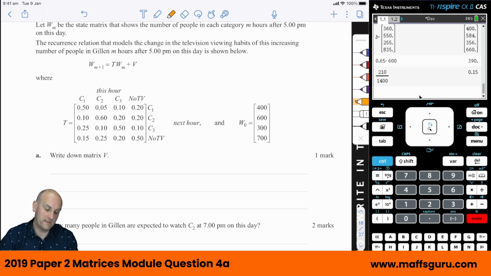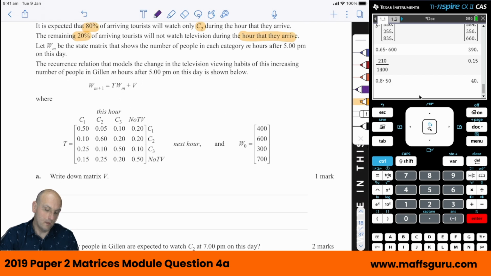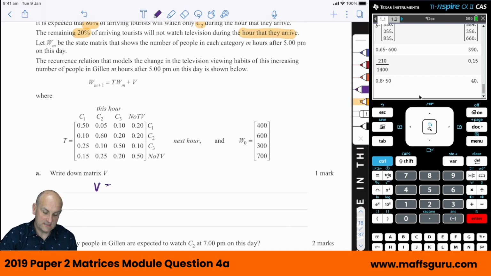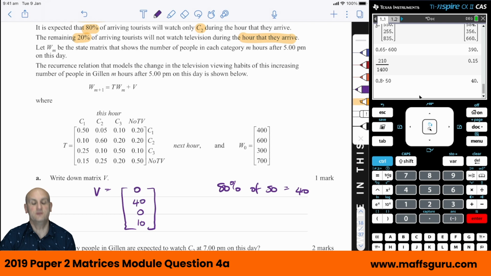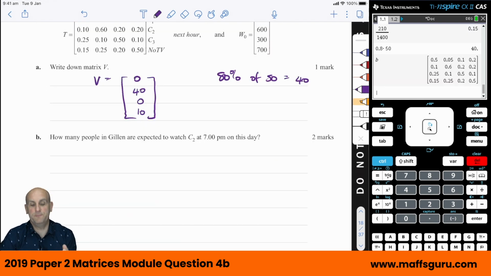Write down matrix V. Okay, so matrix V is going to be equal to, bearing in mind the information told us that 50 people in total were going to arrive, so we know that the column of this has to add to 50. It's expected that 80% will only watch C2, so we want 80% of those 50, which gives me 40 will watch C2, so no one on C1, 40 on C2, none on C3, and because it must add to make 50, there we go, that's matrix V. Okay, so we've already put in B into this here.